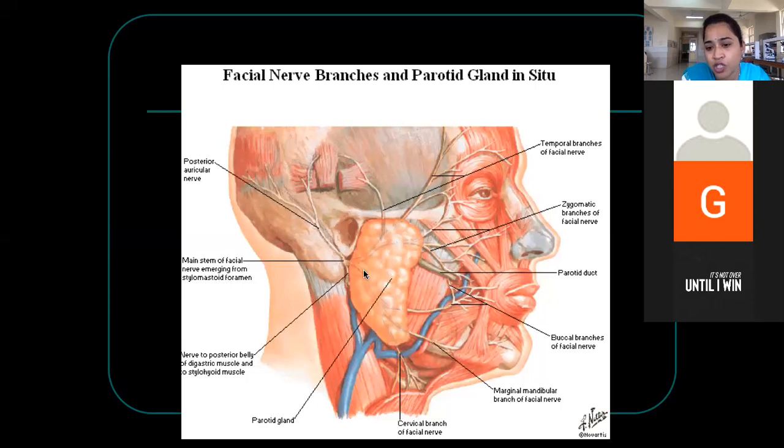Then we have the buccal branch. In this picture, we could not show the branches along the parotid duct. What did we do yesterday? We cleaned the anterior border of the parotid gland and saw the parotid duct. Above and below the parotid duct, we saw the buccal nerves. It's not a single branch. One branch goes above the parotid duct, called the upper buccal, and one goes below the parotid duct, called the lower buccal nerve. How will you identify them? You see the parotid duct; above and below it we get the upper buccal and lower buccal branches respectively.